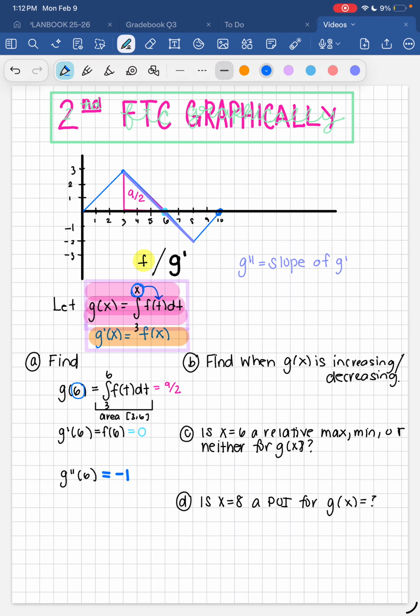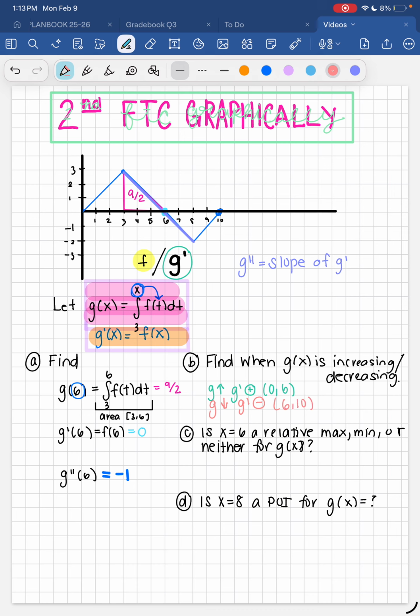Okay, letter B. What do we got here? Find when g of x is increasing and decreasing. So g is going to be increasing when g prime is positive. So if you look at this g prime graph, we are positive from 0 to 6. And then g is going to be decreasing when g prime is negative, which is going to be from 6 to 10.